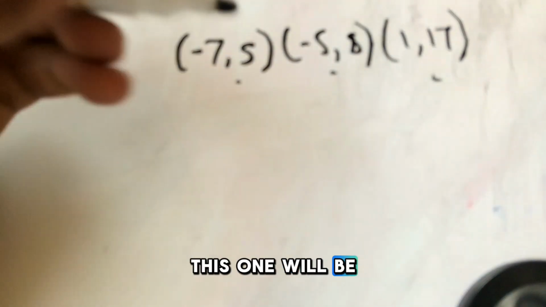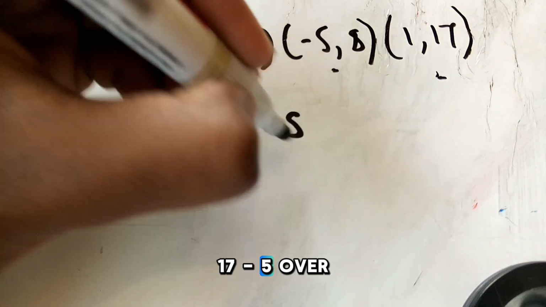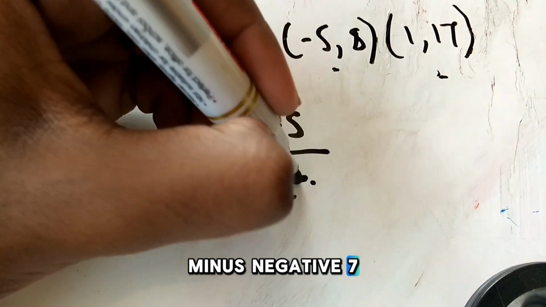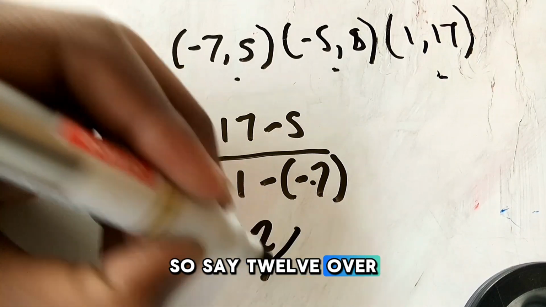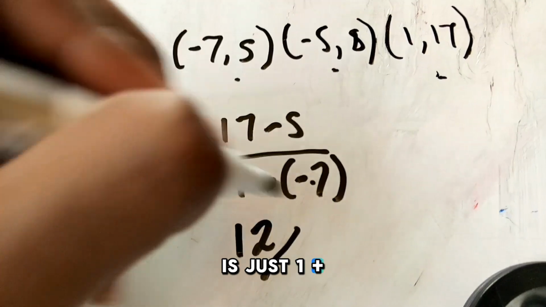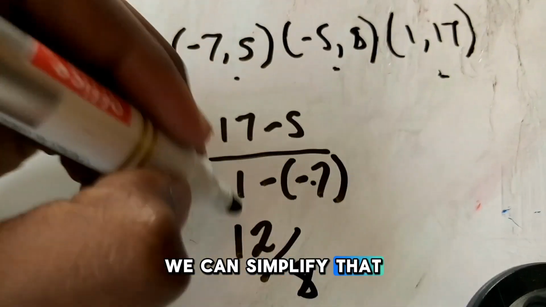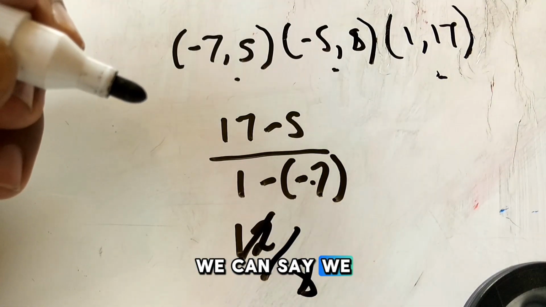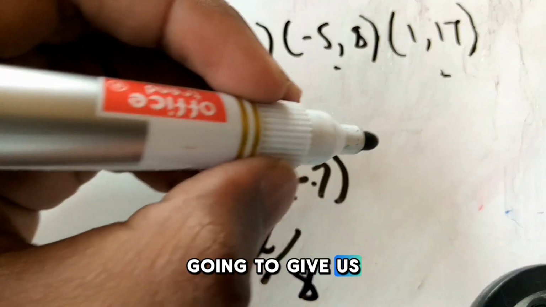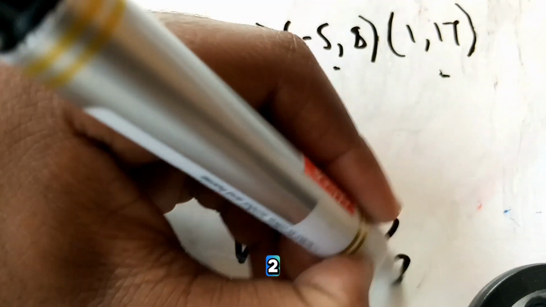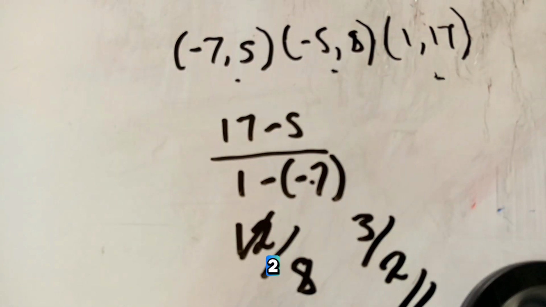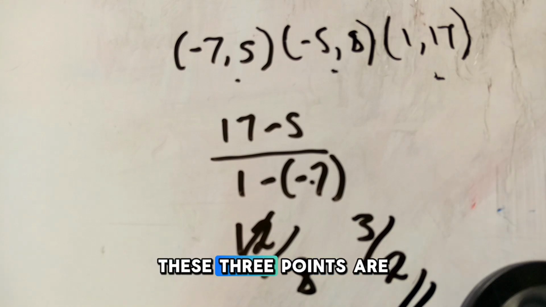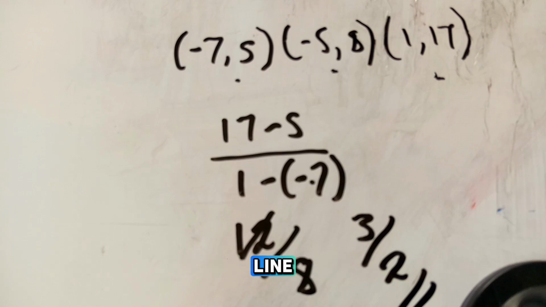So this one and this one will be 17 minus 5 over 1 minus -7. 17 minus 5 will give us 12, so we'll say 12 over 1 minus -7, which is just 1 plus 7, which is 8. We can simplify that by dividing by 4. 4 into 12 is 3, and 4 into 8 is 2. So each of the lines is giving us a gradient of 3 over 2. So we can state these 3 points are collinear with each other because they have the same gradient, and that means they lie on the same line.